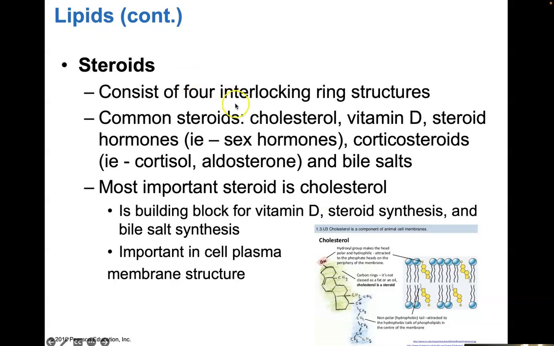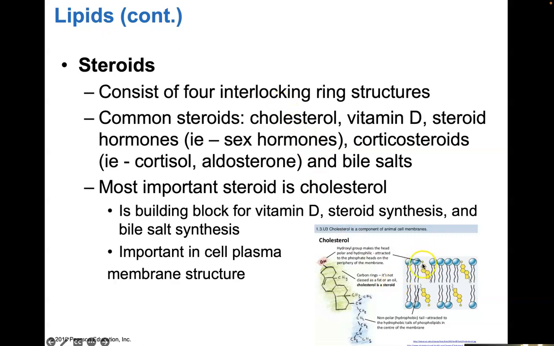Steroids are important because they are these 4 interlocking ring structures, and our common steroids are going to be cholesterol, vitamin D, our steroid hormones, like our sex hormones, corticosteroids, things like cortisol, aldosterone, and then our bile salts. So again, you're going to get into those once you get into 202.